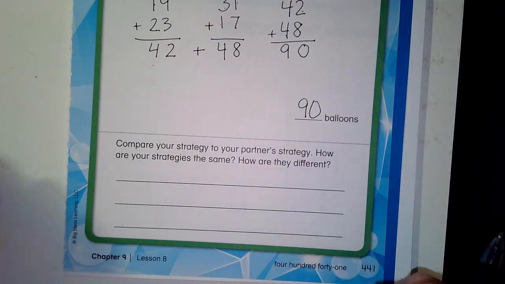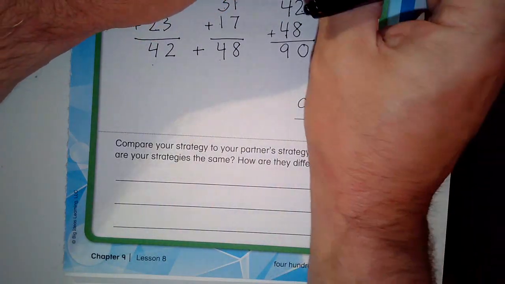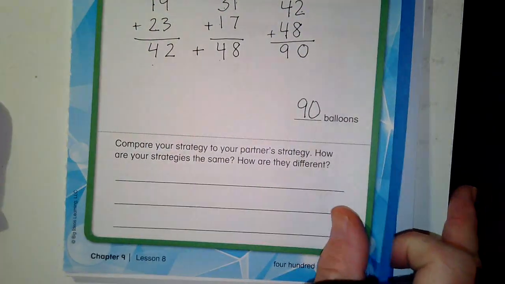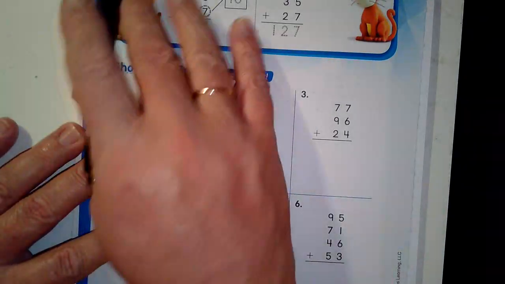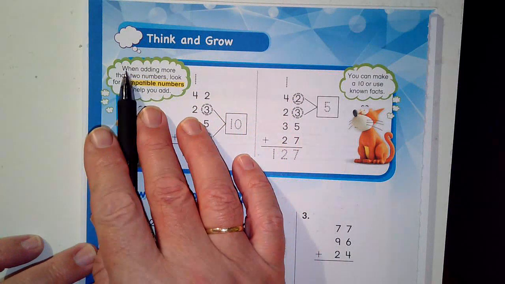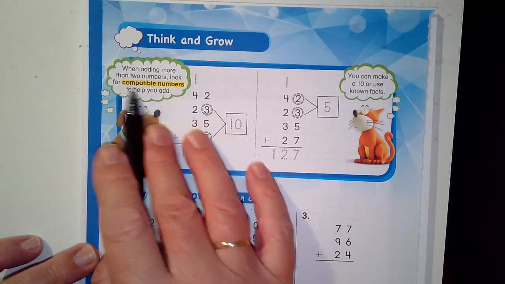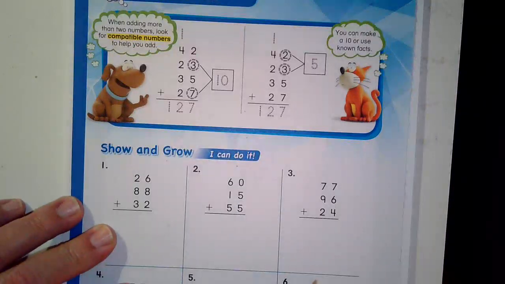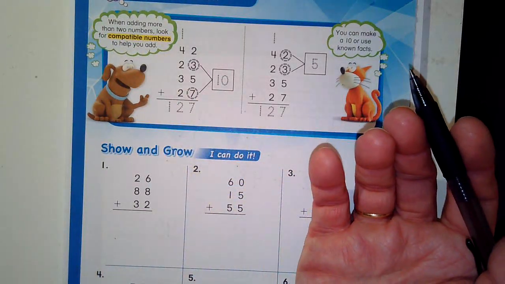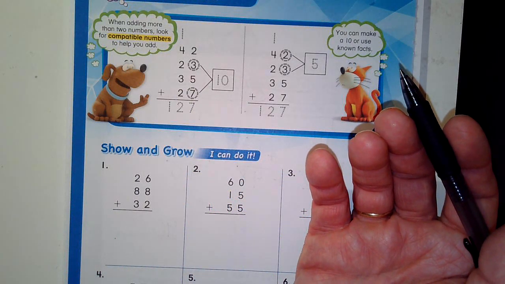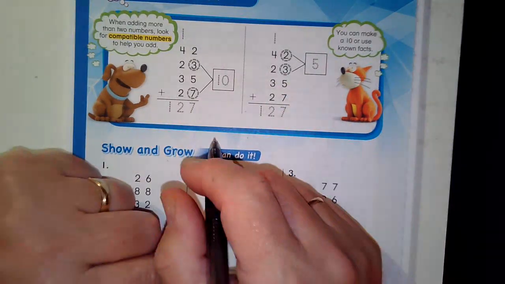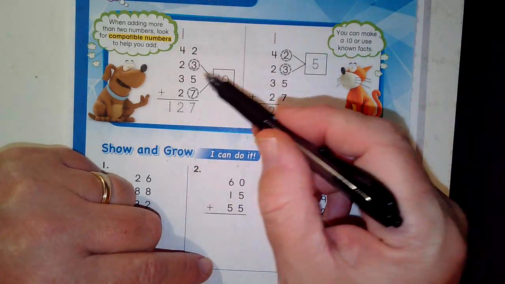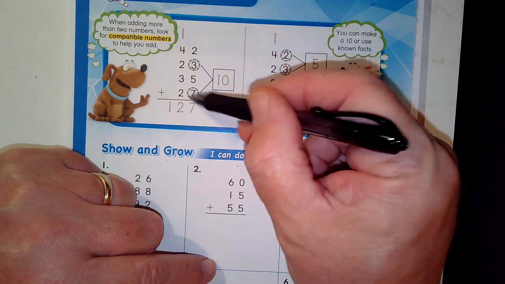Well, unfortunately, we don't have our partners to work with right now, but if somebody's at home helping you, you can ask them maybe to add a different way and see if you get the answer the same. All right, so up here on Think and Grow, when adding more than two numbers, look at the compatible numbers to help you add. Now, I know, boys and girls, that we've been talking about this since the beginning of the year, and I know that some of us just have it automatically in our brains that that's what we're going to do. So let's just talk about what we're doing and get our answers and talk about our thinking.